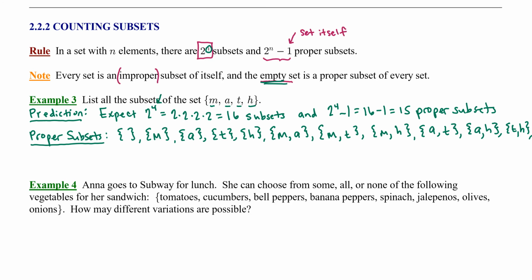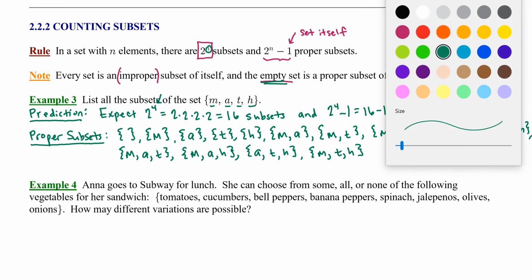Let's continue with all of the 3-letter subsets. So one possibility would be M, A, and T. Sticking with M and A, we could do M, A, and H. Those are all of the three-letter subsets that contain the letter M. How about A, T, and H? Whoops, I think I missed one. How about M, T, and H?